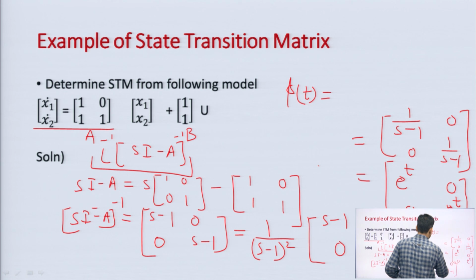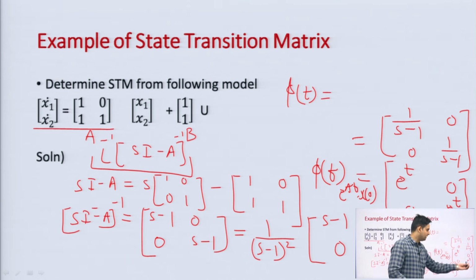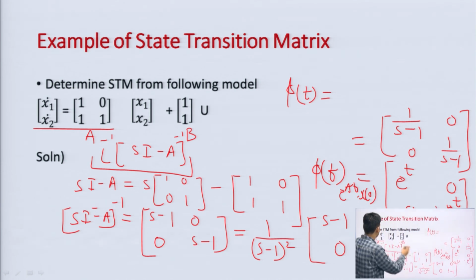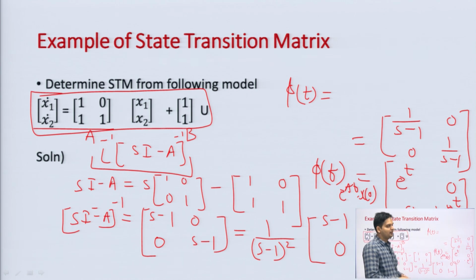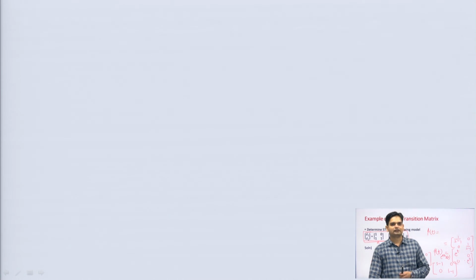So, basically this is your phi(t) matrix, given by e to the power At multiplied by x(0). I am assuming x(0) is 1. So, this expression is my state transition matrix for this given state space model. This is the numerical which converts our state space model into the STM. Thank you. The remaining numericals on STM we will discuss in the next lecture. Thank you for today.